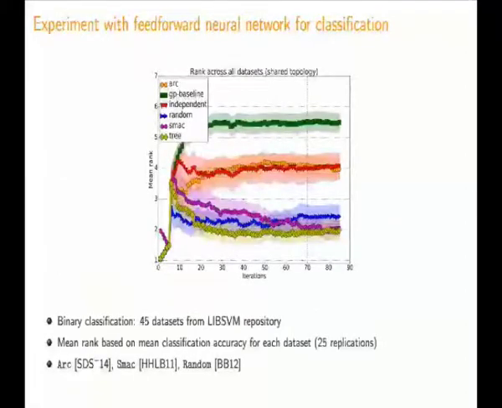So how does the experiment look in some real examples? We looked at classification with a plain free-form neural network. It's a binary classification on 45 data sets from the libsvm repository. Iteration is the number of evaluations, so the number of times you evaluate the whole function and train the whole model. And the mean rank is, for every data set, we rank who's performing best.